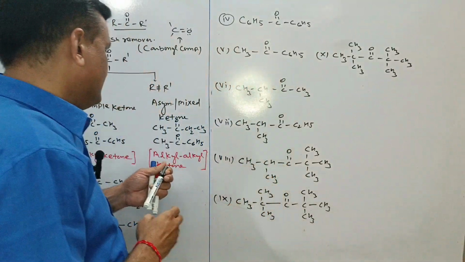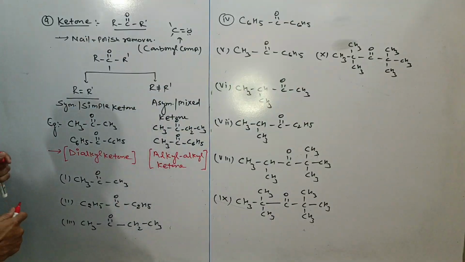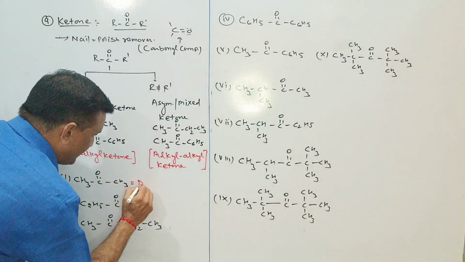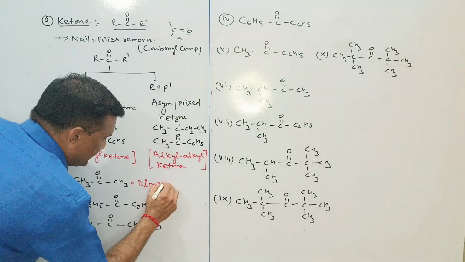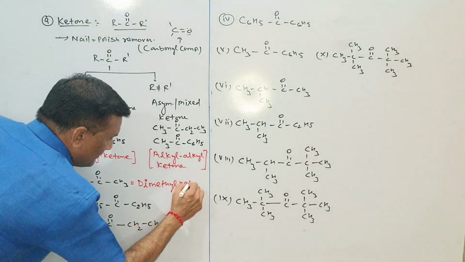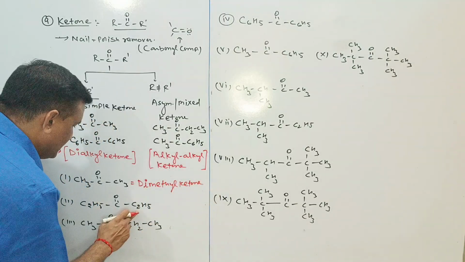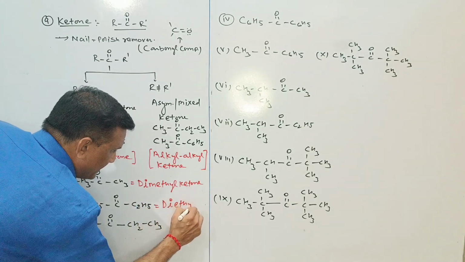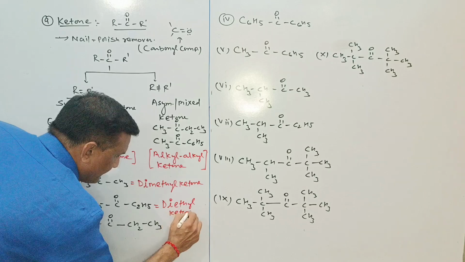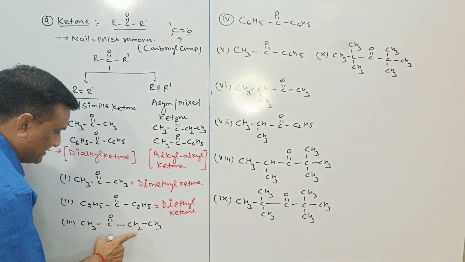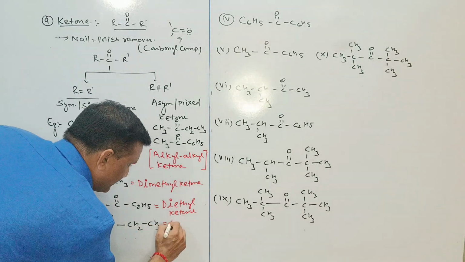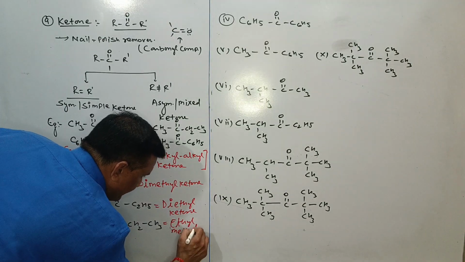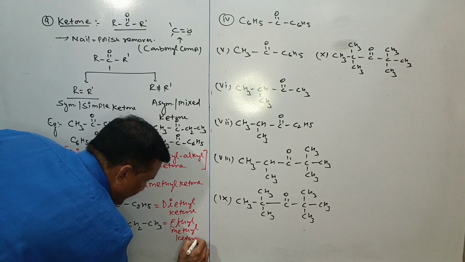So first of all, we will go with the names of the compounds. Both are alkyl groups, and as alkyl groups they are methyl, so the name of this compound will be dimethyl ketone. This is diethyl ketone, as both are ethyl. If I go with this, this is the ethyl and this is the methyl, so ethyl methyl ketone is the name of the compound.